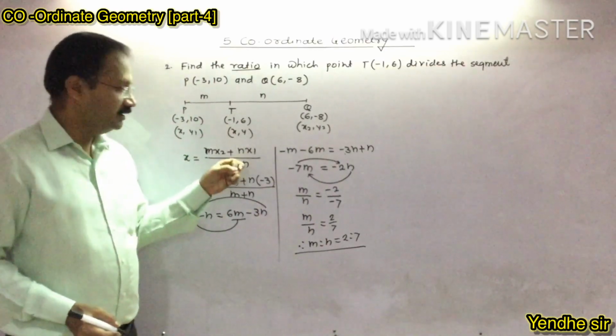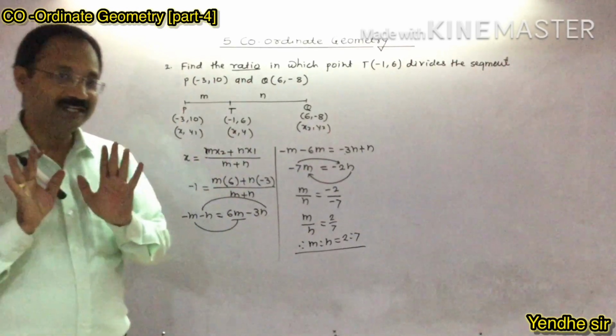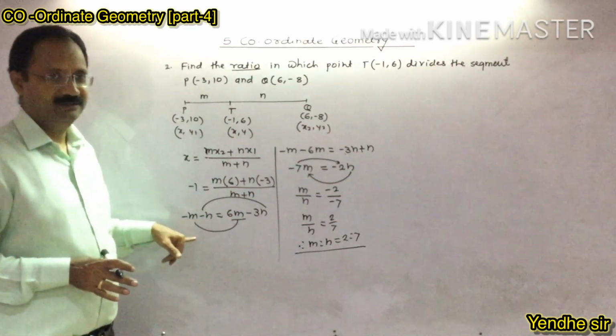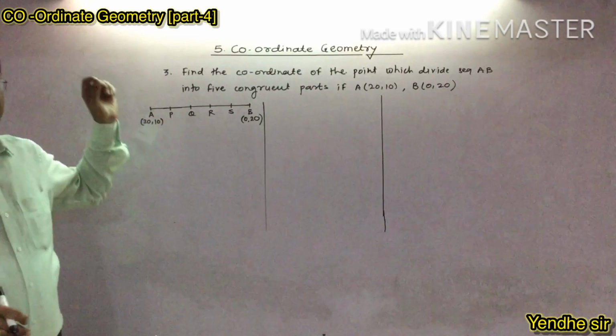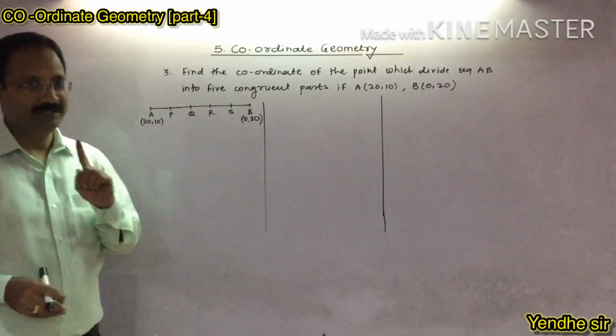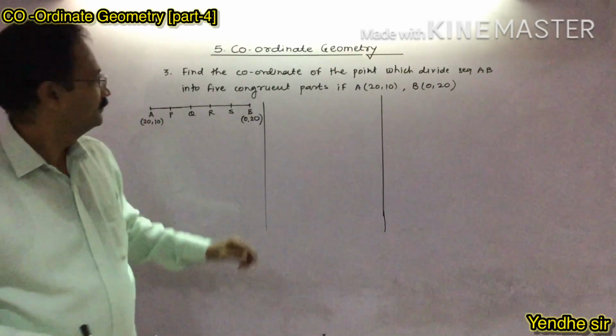Can anyone tell me why I have not taken y equals (my2 plus ny1) upon (m plus n)? Yes. Here we have to find out the ratio only. That's why I have taken only one part. Let's have a sum which depends upon the section formula. But here, remember, this sum is totally different.